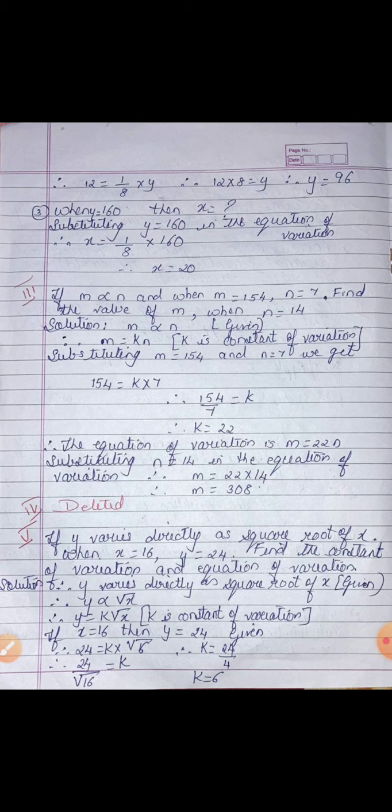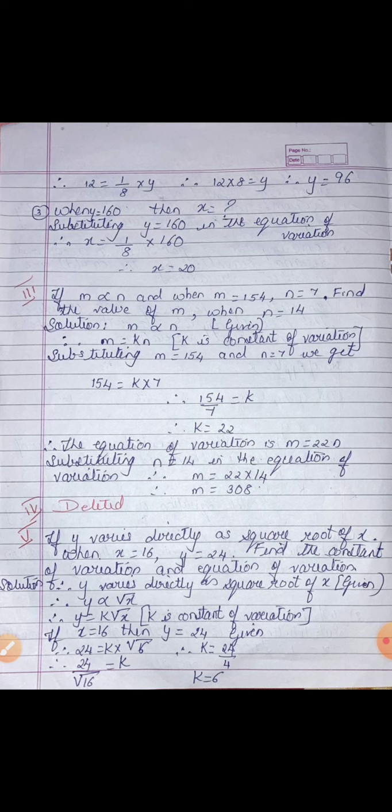Third one, when Y is equal to 160, then find X. Substituting Y is equal to 160 in the equation of variation. Therefore, X is equal to 1 upon 8 into 160. So 8 ones are 8, 8 twos are 16, so 0. So X is equal to 20.